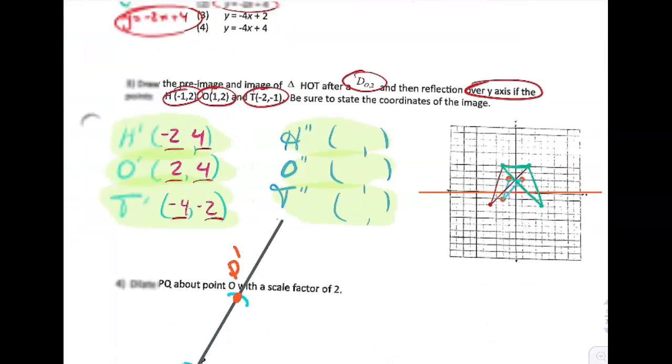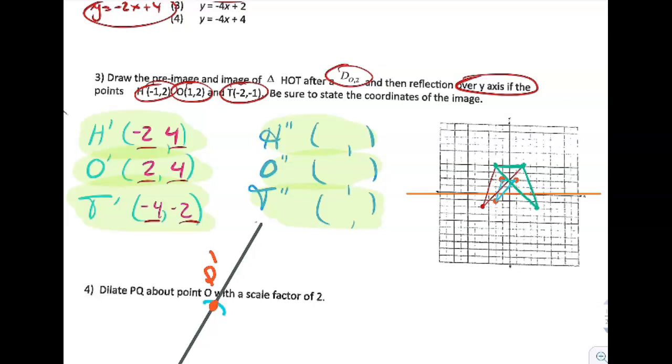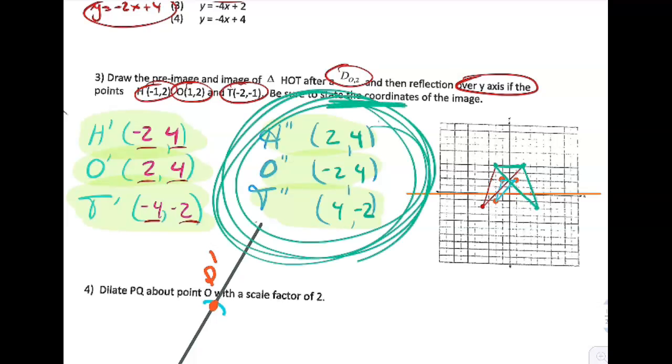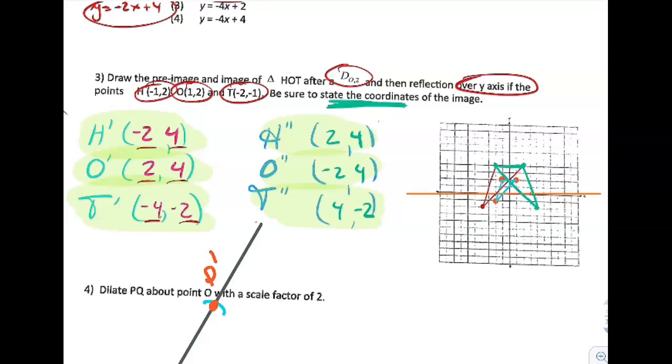So H prime becomes (2, 4). O prime becomes (-2, 4), and T double prime, I apologize, T double prime becomes (4, -2). And state the coordinates means this right here. A lot of times the Regents will say state the coordinates, and we can't award you points unless you actually write them down like this.